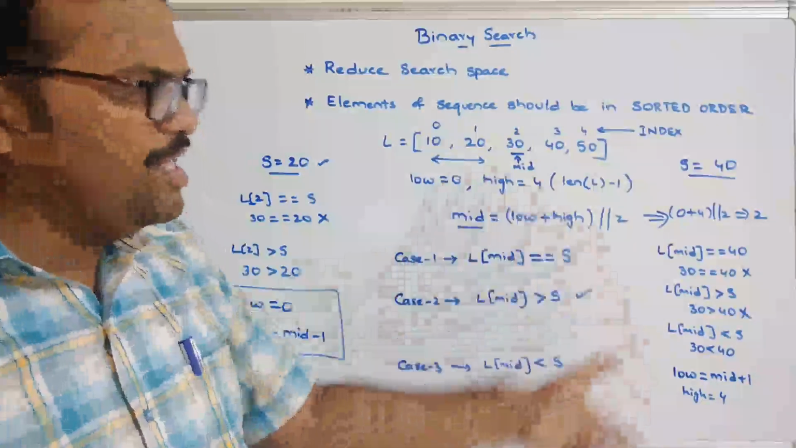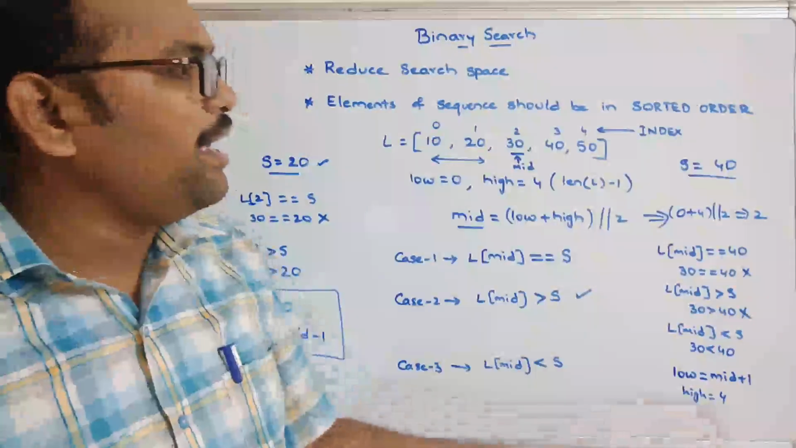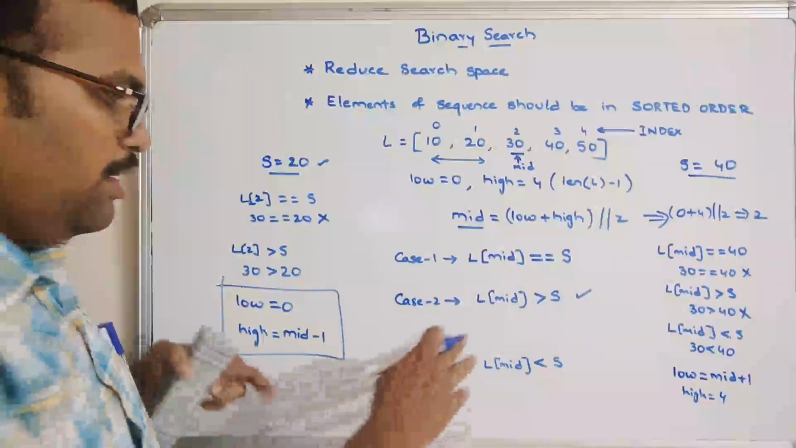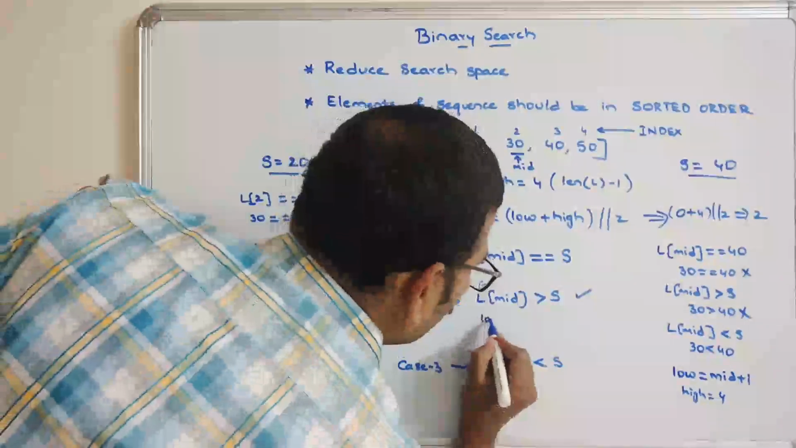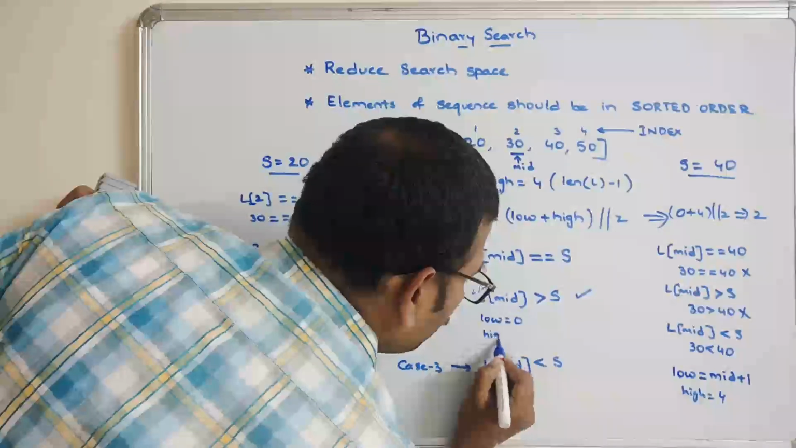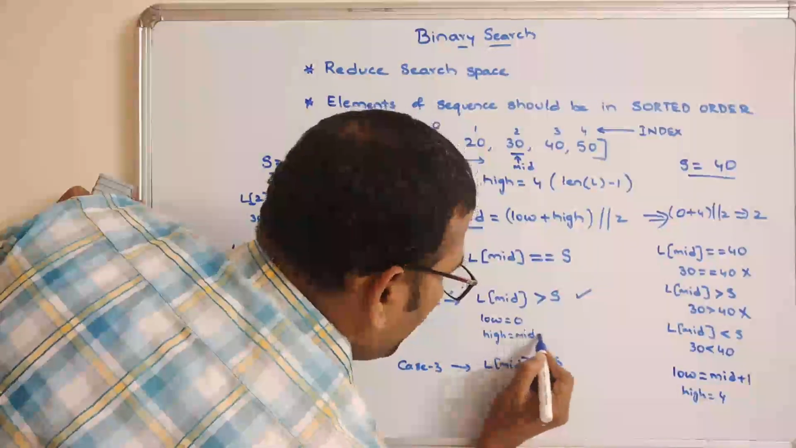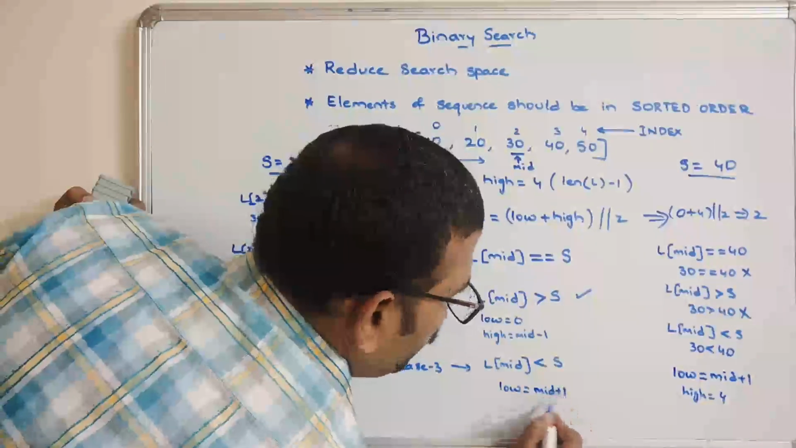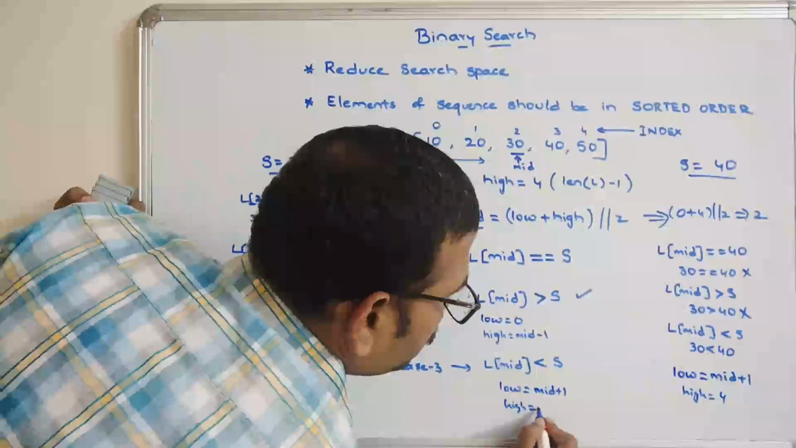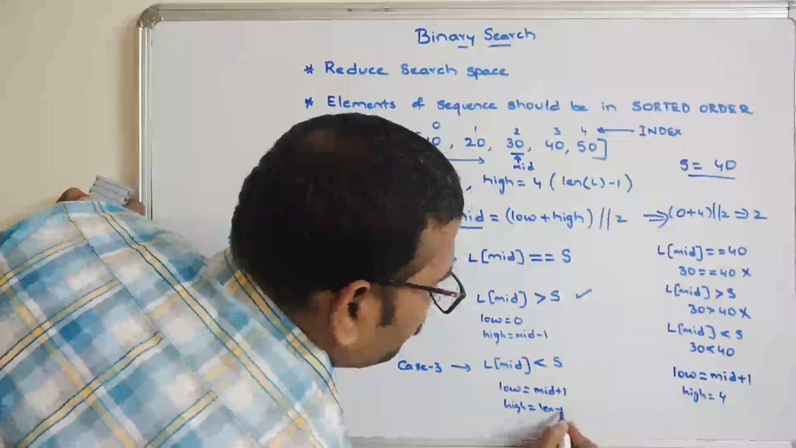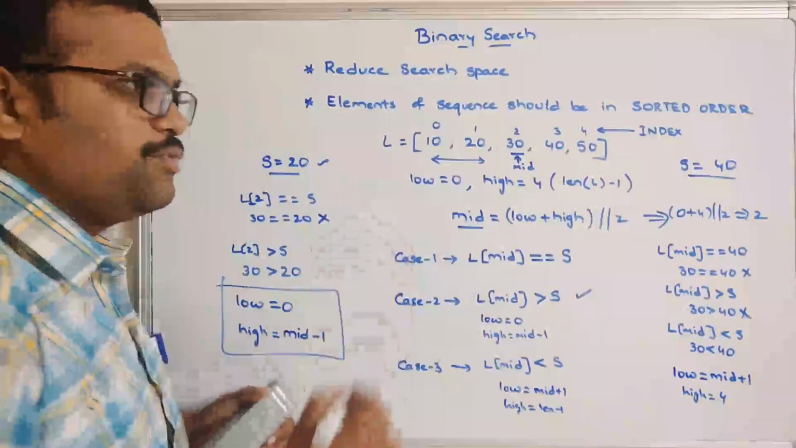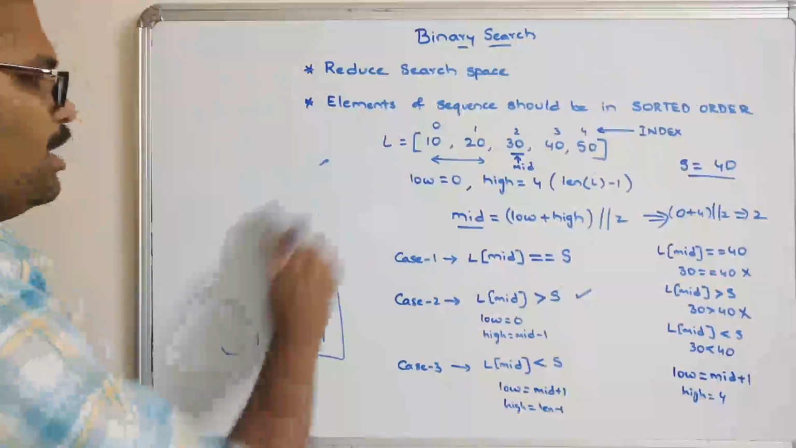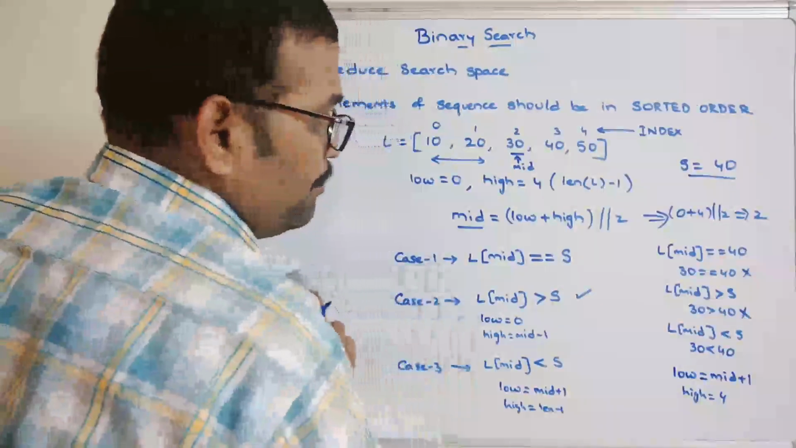Okay. So we need to repeat this process, again find out the mid and again calculate these 3 conditions. Here we need to change the high value: high is equal to mid minus 1. And in this case we need to change the low value: low is equal to mid plus 1 and high is equal to length minus 1. Okay, so these are the cases we need to do. And now we will see an example, right? So let us take an example of this one and we'll calculate.